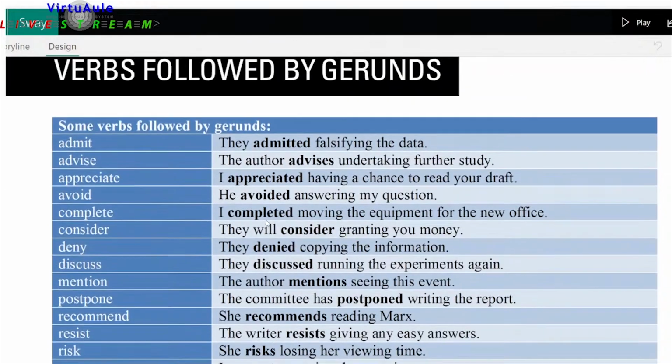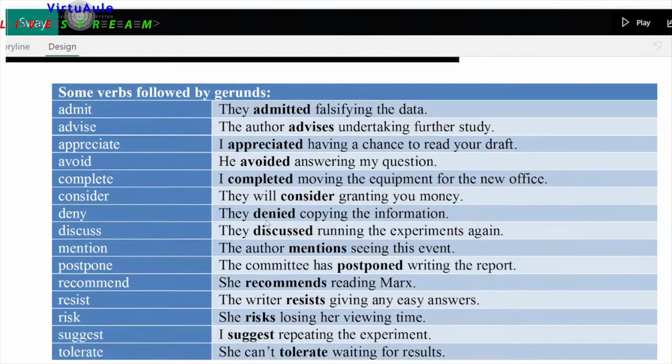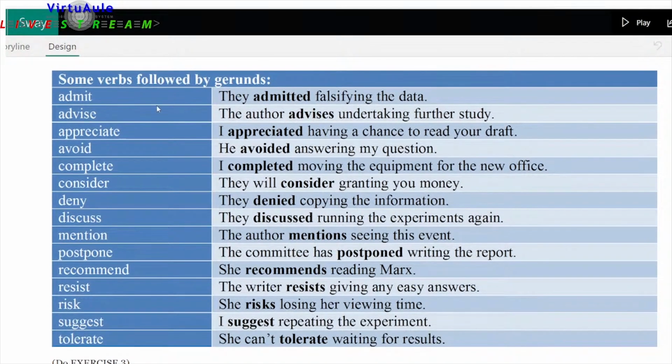Okay, let's look at the verbs followed by gerunds. Okay, this is quite difficult. Admitted. They admitted falsifying the data, or the data, however you want to pronounce that. Advise. The author advises undertaking further study. Undertaking means doing, taking the responsibility, taking under the responsibility. Appreciate. I appreciated having a chance to read your draft, your copy. Avoid. He avoided answering my question.